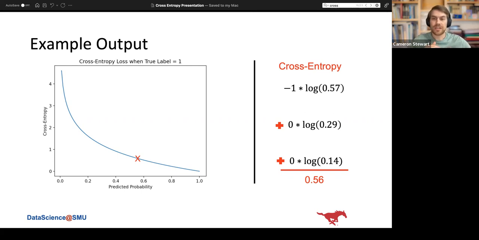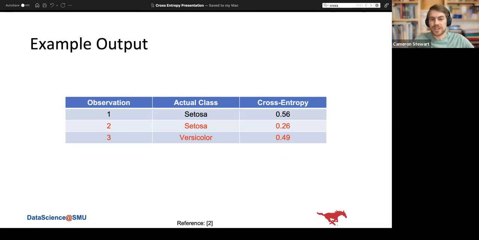So we did all of these equations, and now we did this for only one observation. But if you're training a model, you want to train many observations. So let's go ahead and add some additional observations with different cross-entropies and also different actual classes.